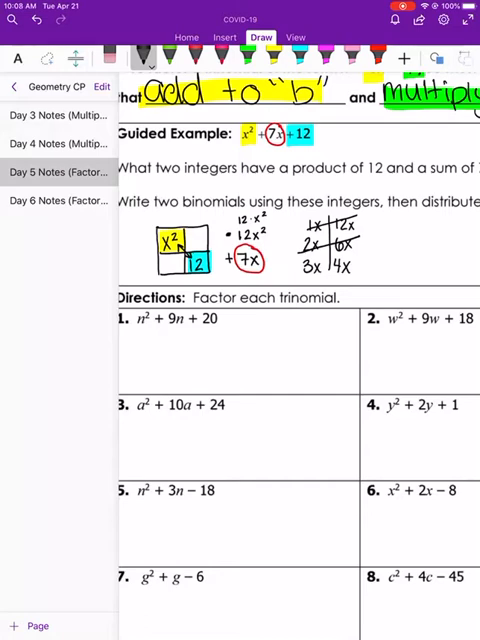Okay. So 3x times 4x does give us 12x squared. Does 3x plus 4x add to 7x? Well, 3 plus 4 does give us 7. So this is our correct one. Okay. So I'm going to put a 3x in this box and a 4x in this box. It does not matter the order that you put those in, okay? I could have put 4x where I put 3x. It really doesn't matter.